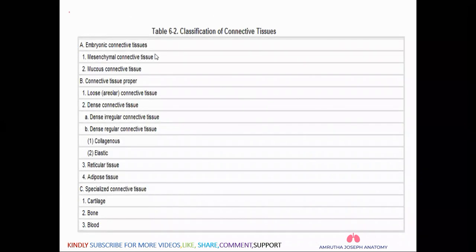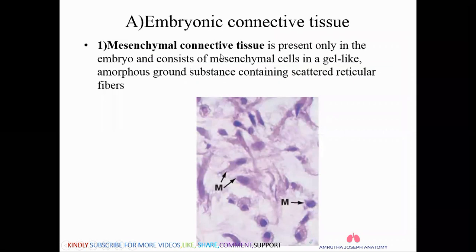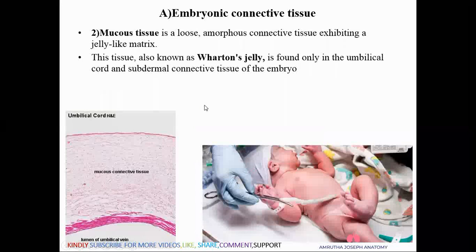So let's see the connective tissues in detail one by one. The first one is the mesenchymal connective tissue. Mesenchymal connective tissue is seen in the embryo and it looks like a gel. We have a gel or amorphous ground substance, on which there are a lot of reticular fibers. So that is a component of mesenchymal connective tissue. Remember, it is seen in embryo, as the name suggests.